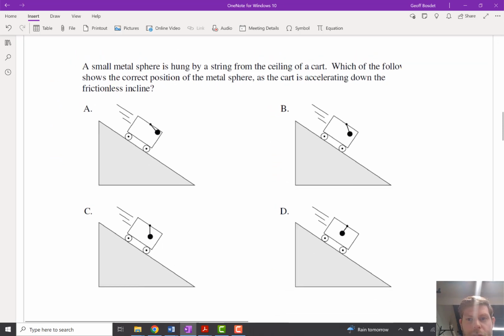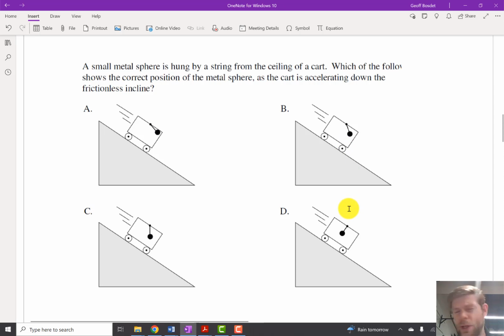Here's a little quick one. We've got a cart going down a frictionless incline. So basically, the cart is accelerating at the same rate as the ball. So the ball should be effectively weightless. It's a bit of a strange thing. You're going to have to think about it for a while.